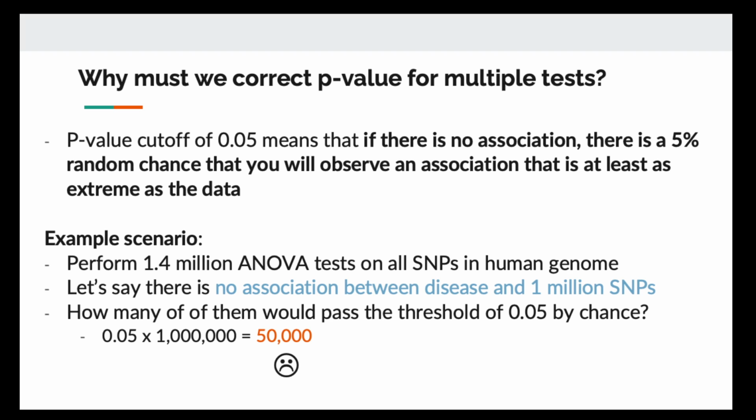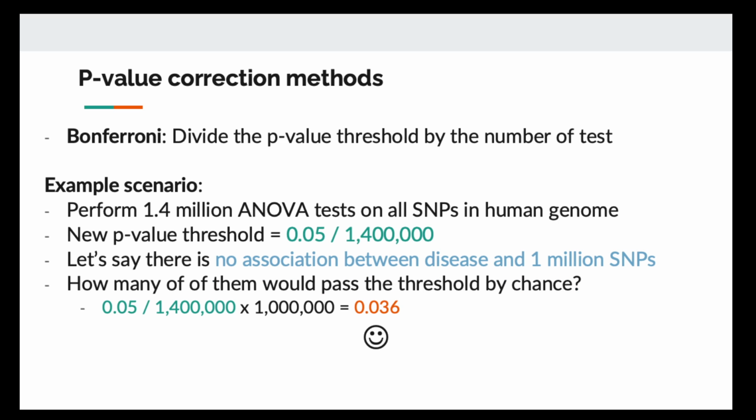If we don't do anything to the p-value, if we don't do multiple testing correction, then your ANOVA tests are not going to give you very useful information. So that's why we need to know about p-value correction methods. The easiest one that we are going to talk about now is Bonferroni correction. It's simple. It tells us that you can divide your p-value threshold by the number of tests. So let's say you have 1.4 million tests, for 1.4 million SNPs. Your new p-value threshold is going to be 0.05 divided by 1.4 million.